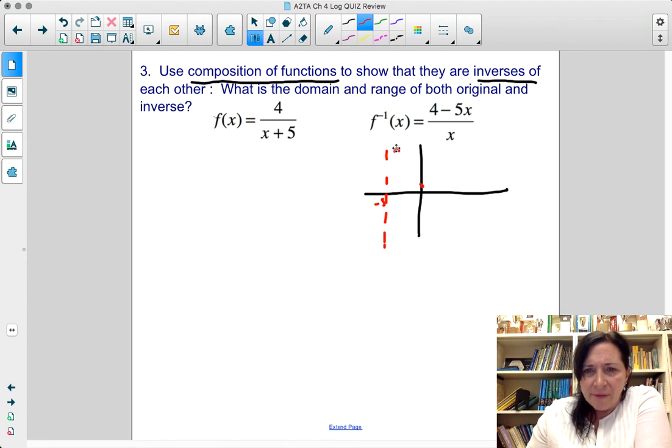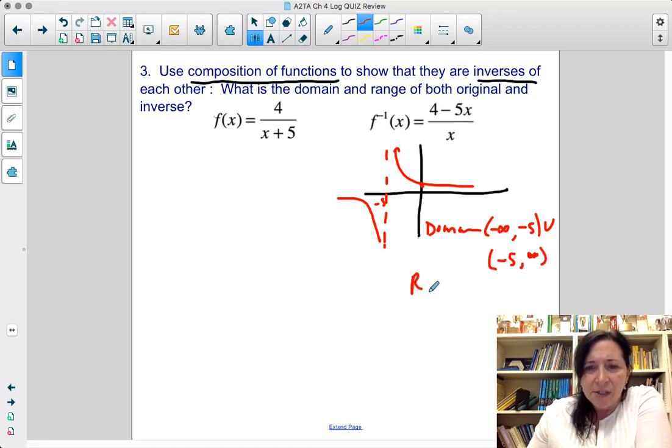So I know my graph actually is going to do this, and I know it's going to do this. So if I wanted the domain for this graph, I would say that my domain goes from negative infinity to -5. There's a break in my graph there, and then union -5 to infinity.